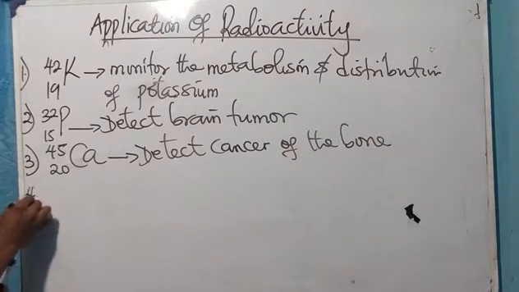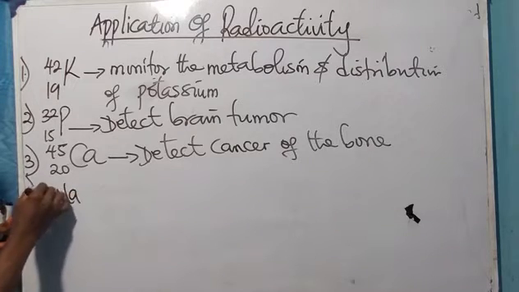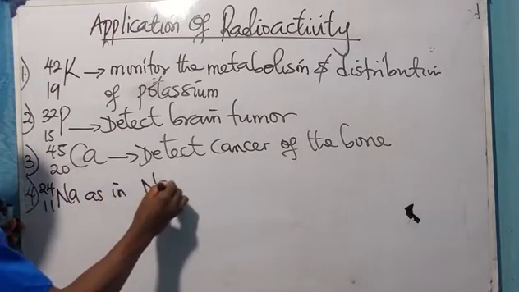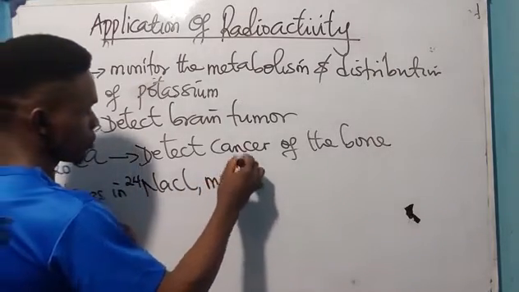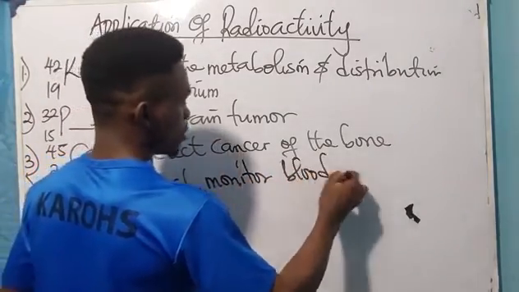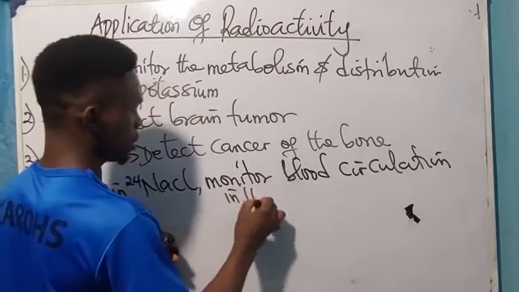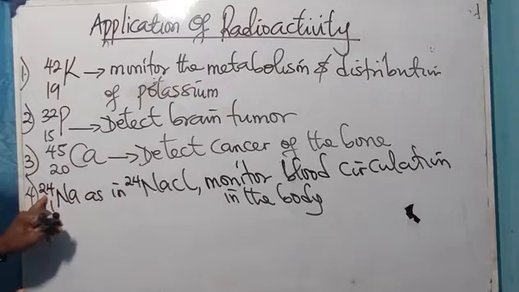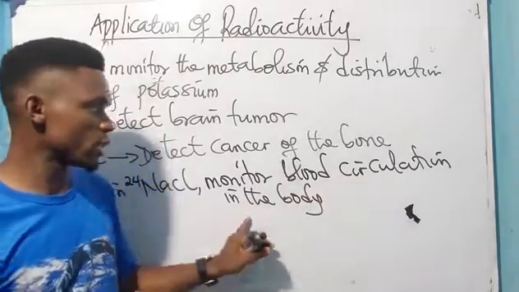Then number four, sodium, which is sodium 24, as in sodium chloride. This is used to monitor what? Blood circulation. This is used to monitor what? Blood circulation in the body. Alright, sodium 24, that is as in sodium chloride. It is used to monitor blood circulation in the body.